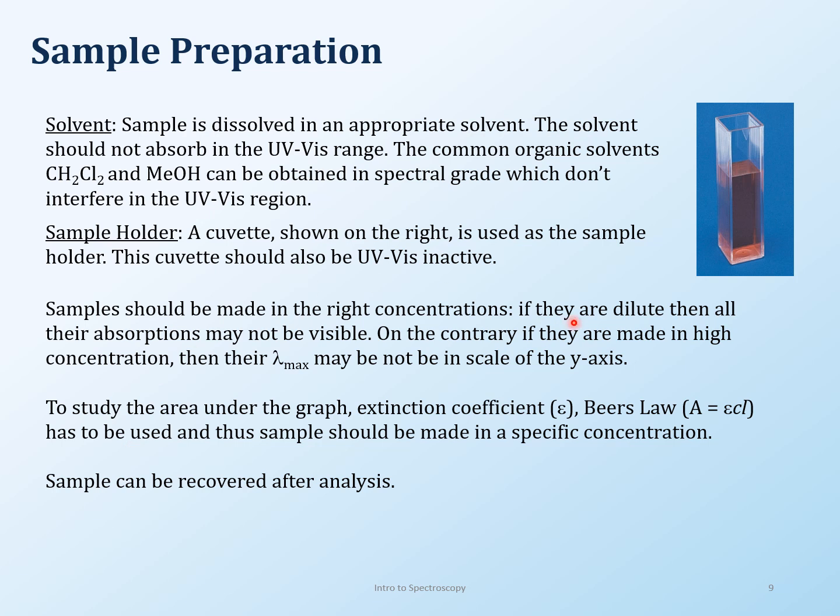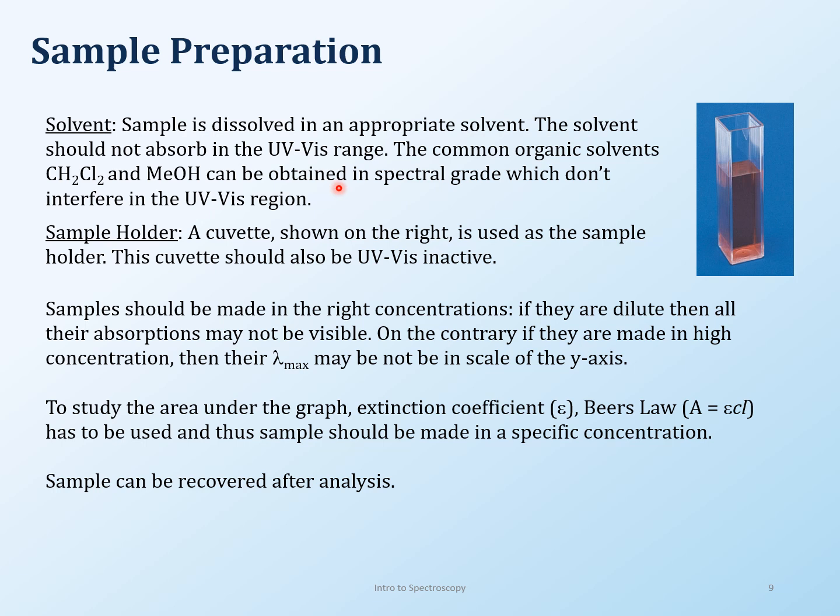So the sample preparation is very simple for UV-Vis. You need to dissolve the sample in some solvent. Generally, for organic compounds, that would be dichloromethane or methanol, chloroform, something like that. The main thing is that they should not absorb in the visible region.